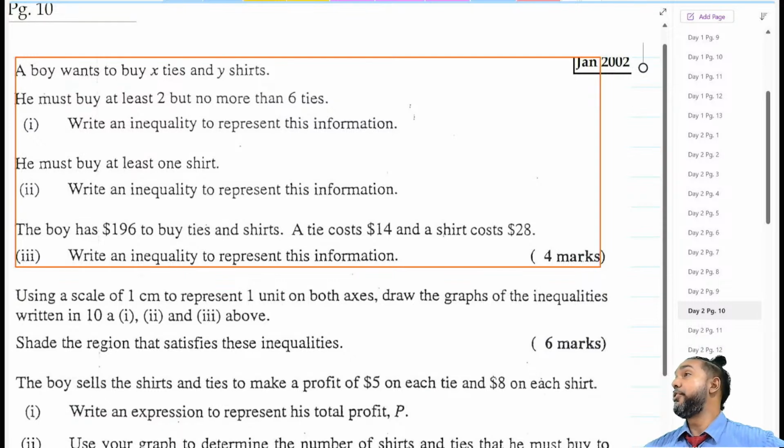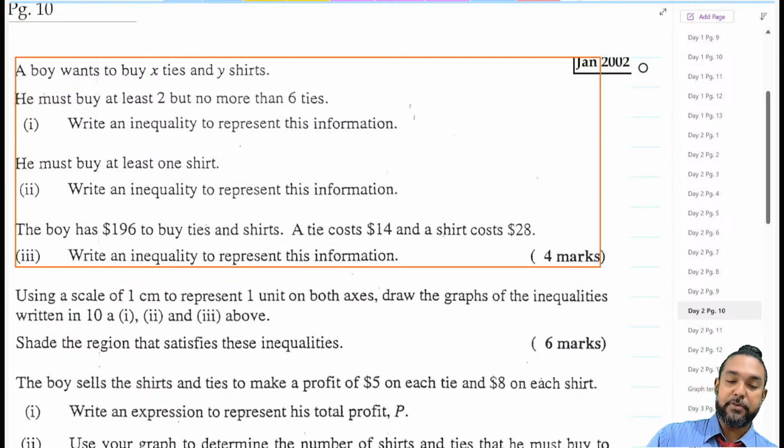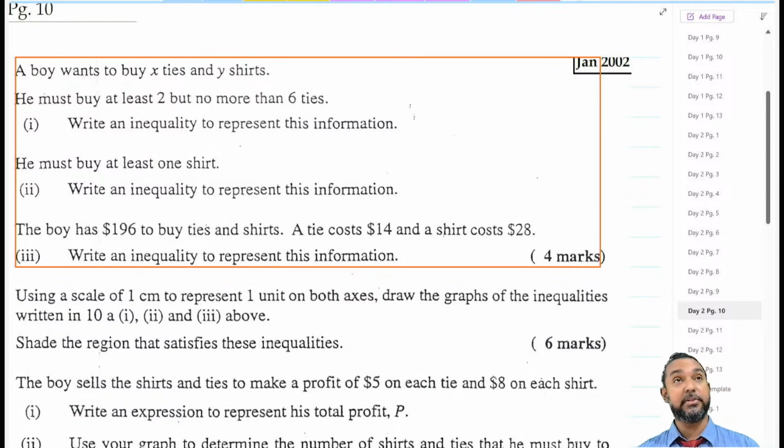Okay, so let's take a read, shall we? Those online could also take a look. It starts off: a boy wants to buy X ties and Y shirts. The reason they're telling you that is because thereafter you have to plot a graph. With a graph you have an X-axis and a Y-axis, so they're giving you this variable to be your X variable, your horizontal variable, and this to be your vertical variable. So he can buy 2 ties and 5 shirts, or 6 ties and 2, whatever the case is.